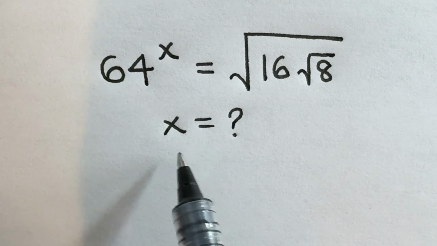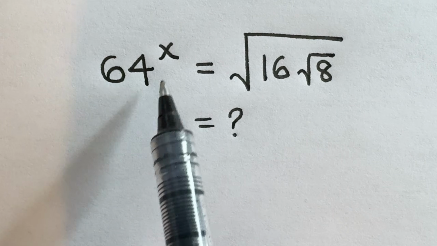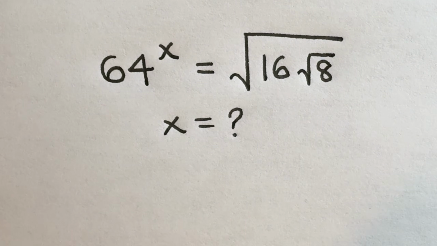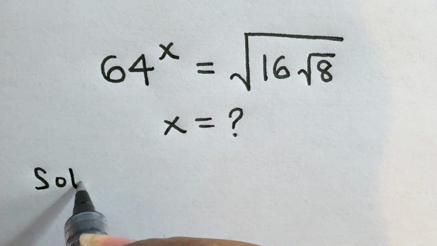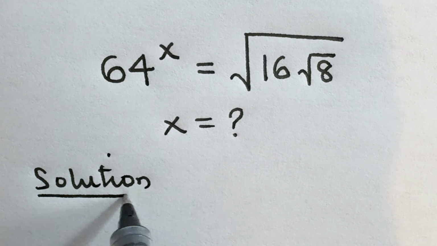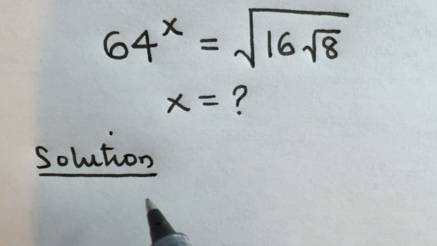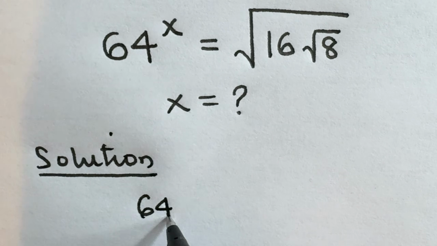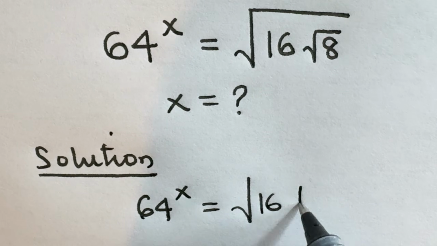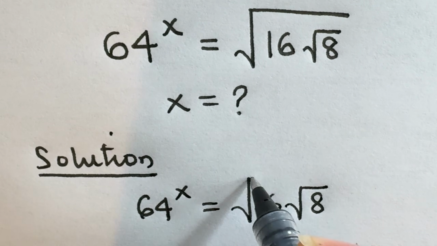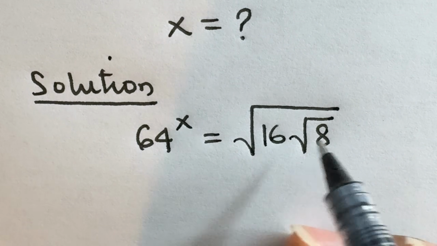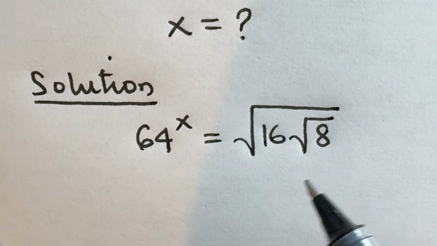In this video, we want to solve for x given 64 raised to power x is equal to square root of 16 times square root of 8. We are given 64 raised to power x is equal to square root of 16 times square root of 8. There are so many ways to begin tackling this problem.